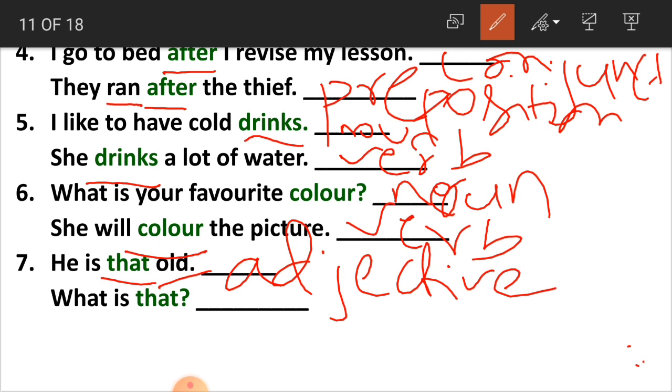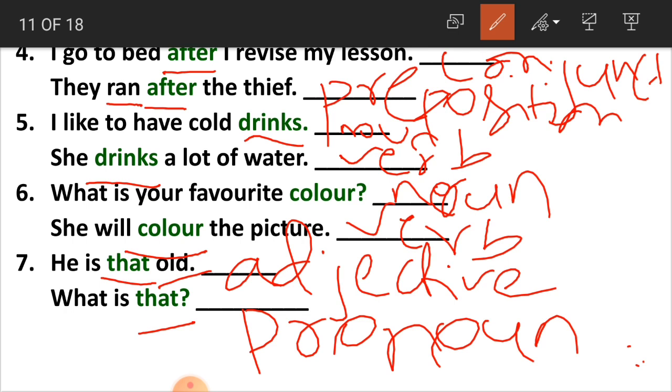What is that? Whatever may be there. It may be a pen, pencil, whatever it may be. It may be a thing, it may be a work, whatever it may be. Like we are telling what is that. Instead of something which is a noun, we are using this word that. So, what must this be? A pronoun. Clear children? Yes.